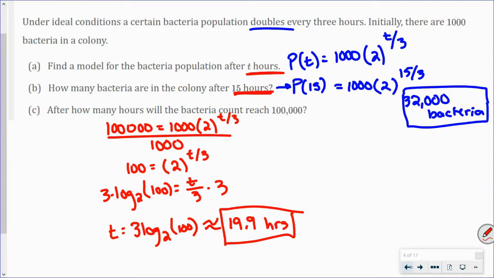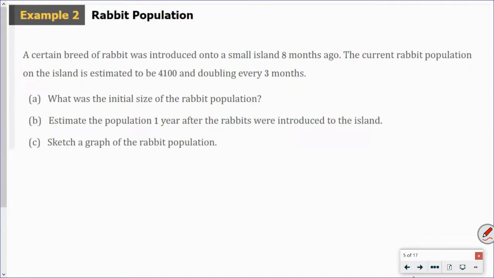Okay, so example 2. A certain breed of rabbit was introduced onto a small island 8 months ago. The current rabbit population on the island is estimated to be 4,100 and doubling every 3 months. Okay, so again, it's telling us it's doubling. So that tells me that I want the doubling formula. That would be T over D.